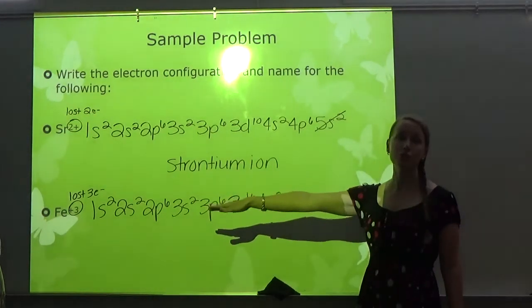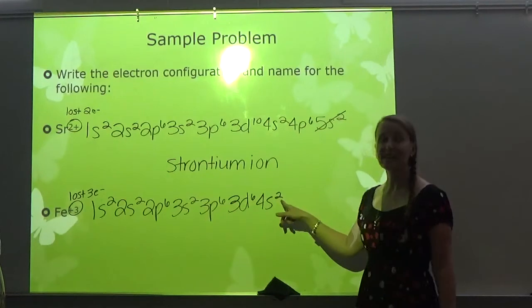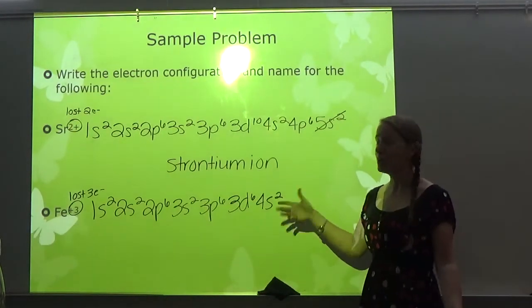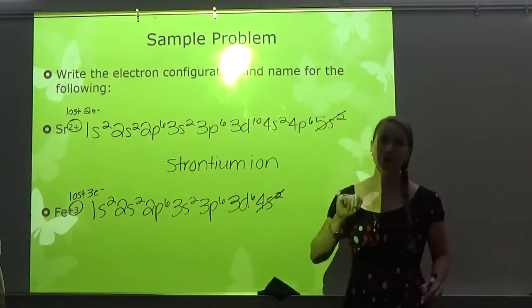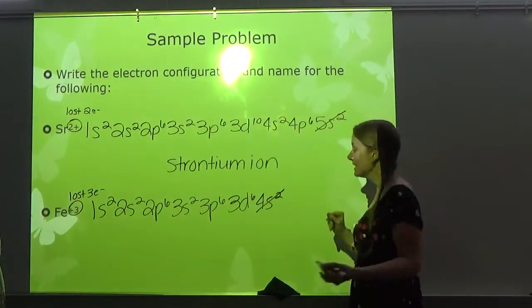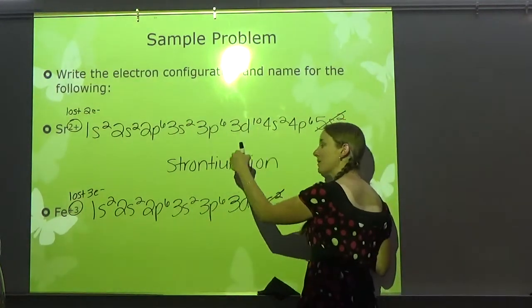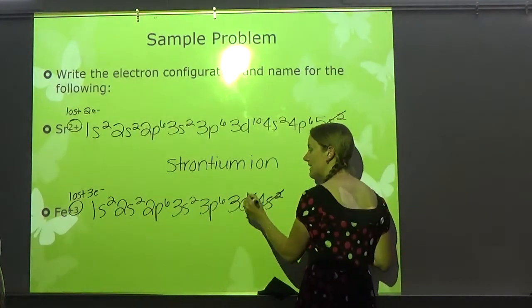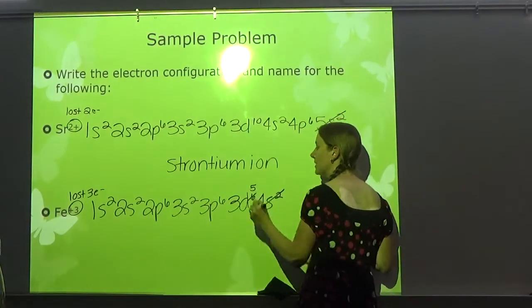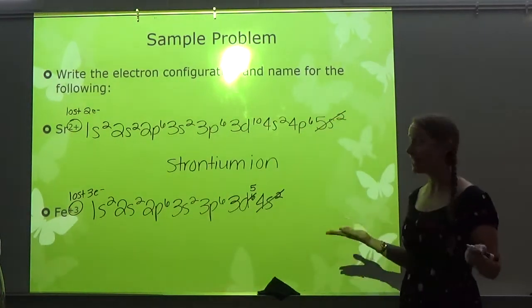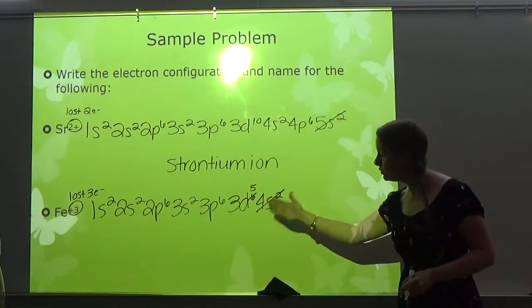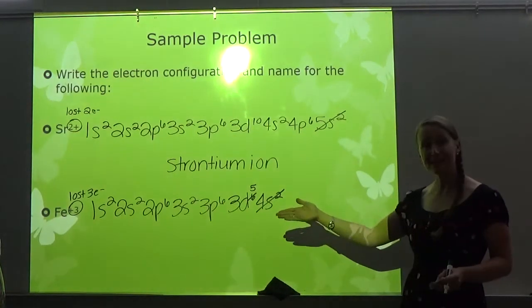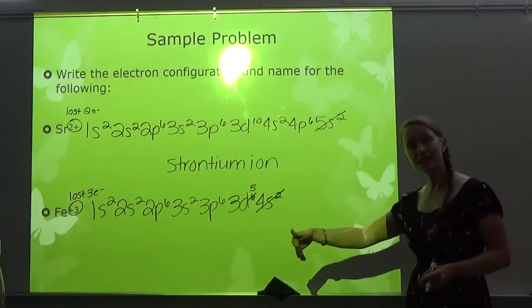Now I need to lose 3 electrons. Well, I can't take 3 away from 4s2. So I can get rid of 4s2, so that gets rid of 2 electrons. So then I just need to take 1 more. So I just go to my next sublevel. So I need to take 1 from here, so it becomes 3d5, like that. Okay, so if you use all the electrons from the highest energy level, then just go to the next one.